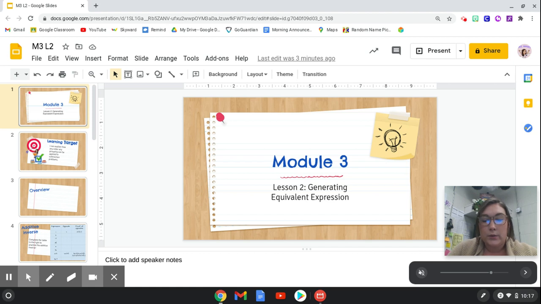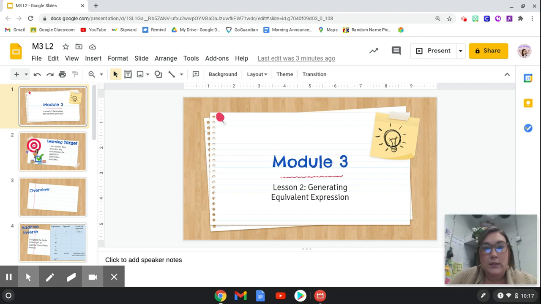All right, so we are quickly going to do a little overview of what this lesson is going to look like. We are on lesson 2. We are still going to be working on generating equivalent expressions, but this time we're going to focus a little more on how we would do that if we had subtraction or division. Last lesson we learned about multiplication and addition, and those made a lot of sense. But subtraction and division have a little extra step that we have to do.